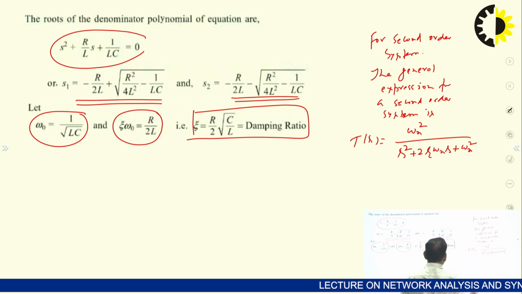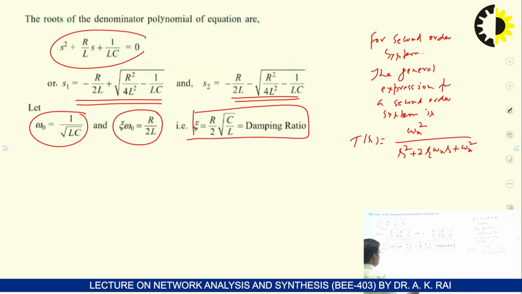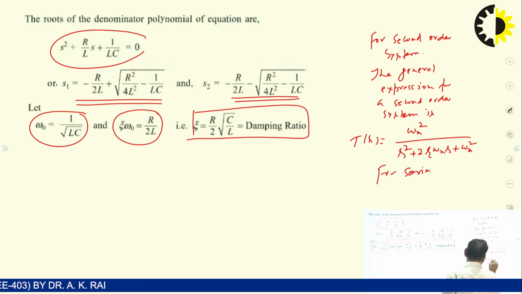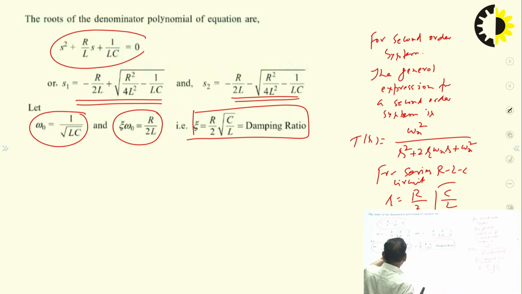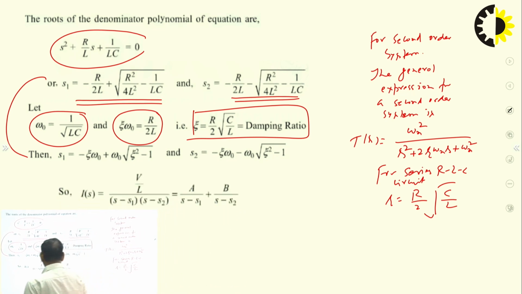So we can compare this with the previous one. Here omega 0 is 1 by root LC and zeta omega 0 is R by 2L, and zeta for the second order system, for a series RLC circuit, is R by 2 root over C by L. So omega 0 is 1 by root LC, zeta omega 0 is R by 2L, and zeta is R by 2 root over C by L. Then S1 can be written in terms of zeta and omega 0, and S2 can also be written in terms of zeta and omega 0. So IS becomes this.